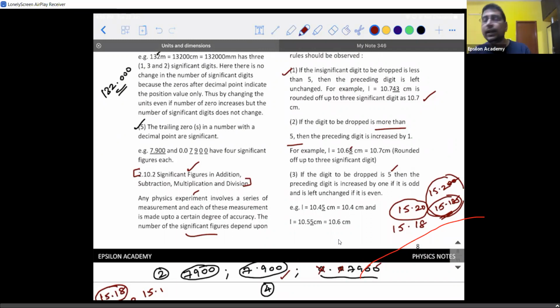For example, 10.45, the number you are planning to drop is 5. The preceding number is even, so leave it undisturbed. 10.4. If it is 10.55, the preceding number is an odd number, so increase it by 1. It is going to be 10.6.